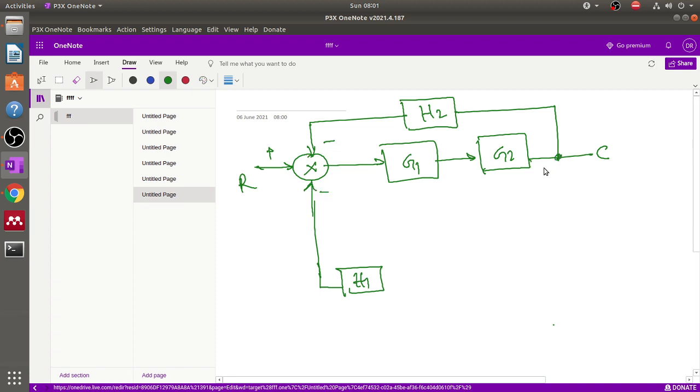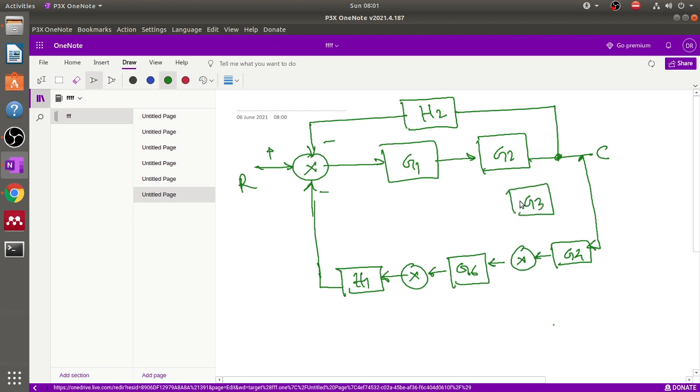Now here the block diagram looks like this: G6, this is G4, and this output is coming from here, and this is G3. Now this block is connected to here. This is positive, this is positive, this is positive, and this is G5.